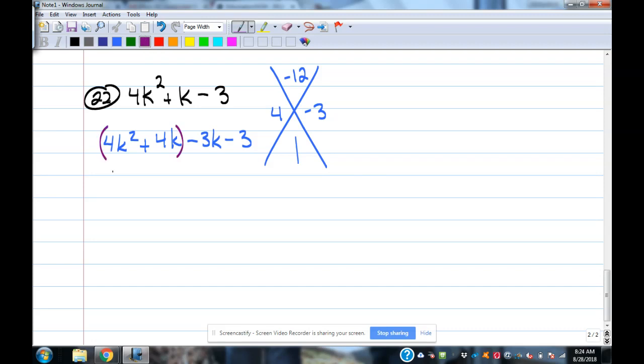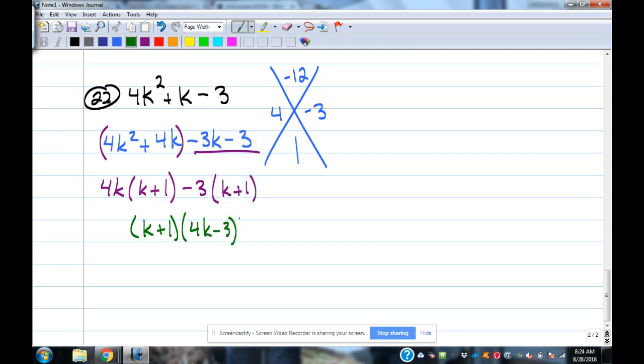Group. GCF of those. 4k. What's left in the parentheses? A plus 1. GCF of the second group. -3. What's that leave in parentheses? A plus 1. Final answer? Yeah. It doesn't matter which one of these you put first or second. It doesn't matter at all. But it's multiplication, so you can put them in whatever order you want, as long as you have those two factors.